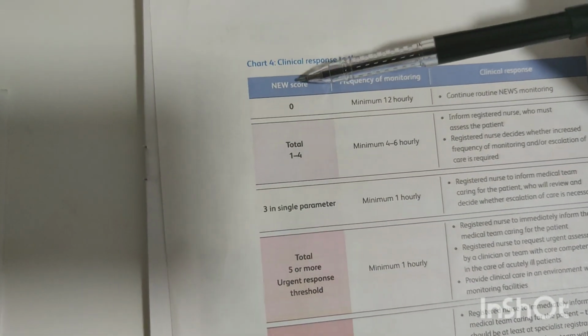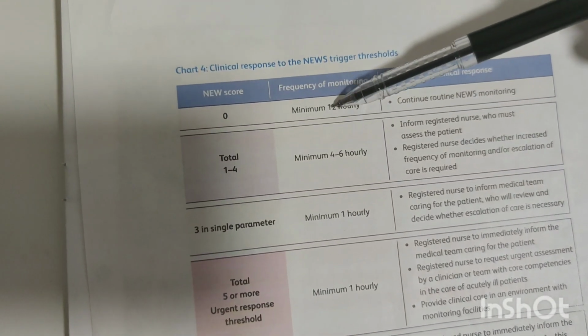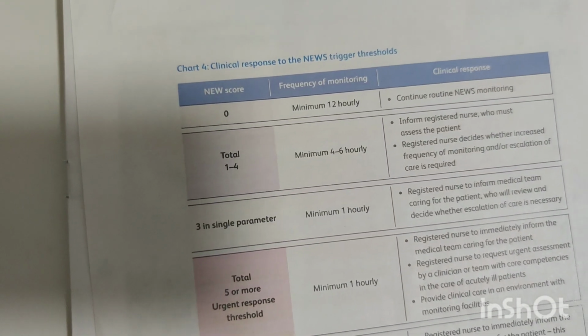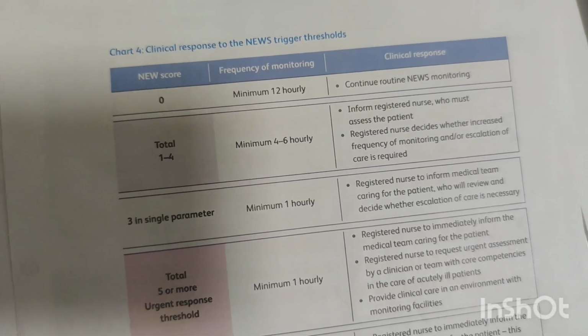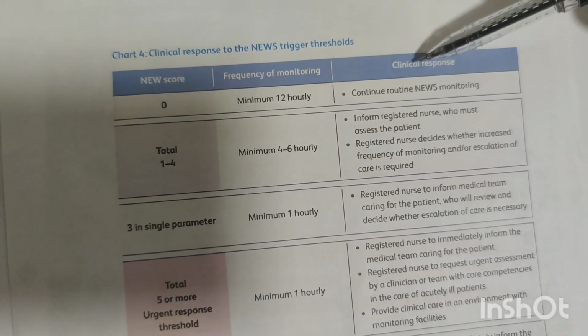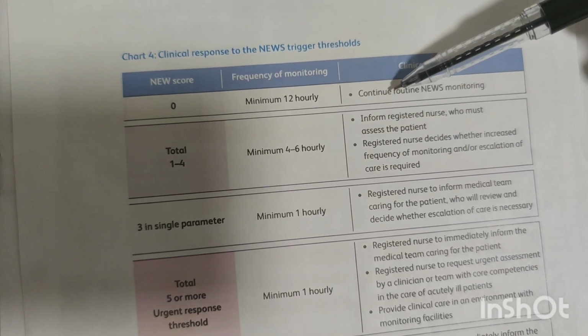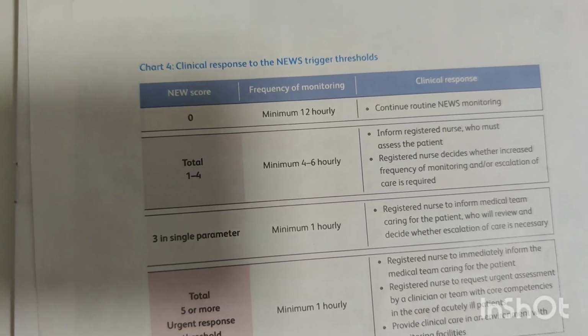Now, when a NEWS score is 0, the frequency of monitoring is 12 hours. That means you monitor that type of patient every 12 hours. That means the patient is fine. There is no emergency care. The patient does not need anything urgent. And the clinical response in that case is continue routine NEWS monitoring. You just continue the routine.